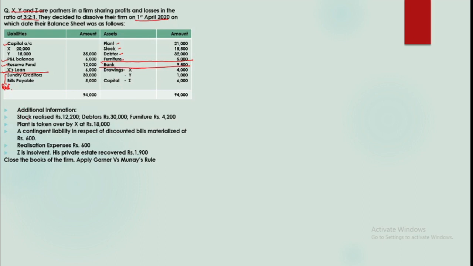Now additional information says stock realized 12,200, debtors realized 30,000, and furniture is sold for 4,200. Plant is taken over by X, so X is taking over this for 18,000. A contingent liability for discounted bills is materializing. If it is materializing, it means we are to pay this liability. Okay, then you have realization expenses.